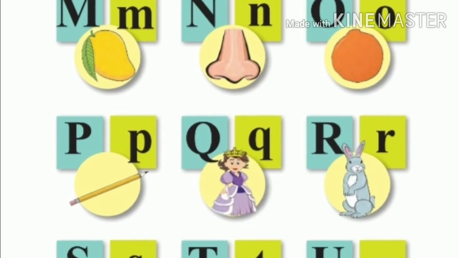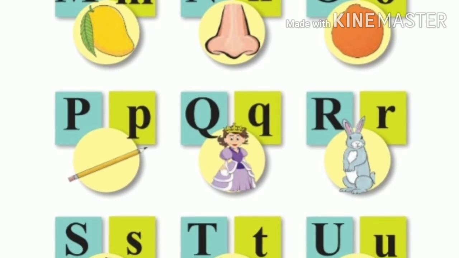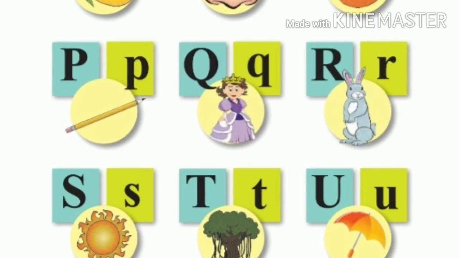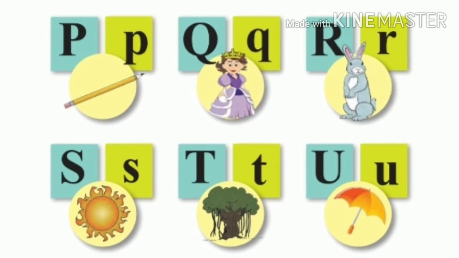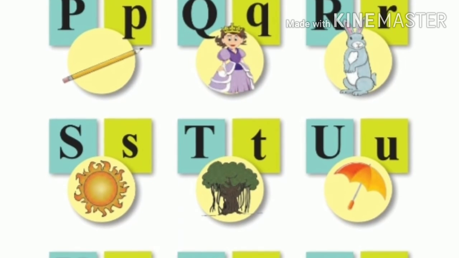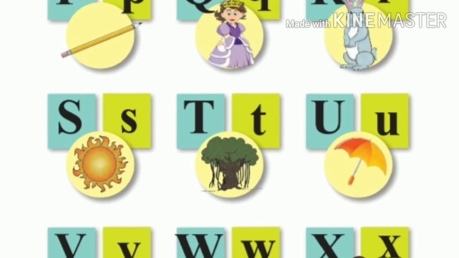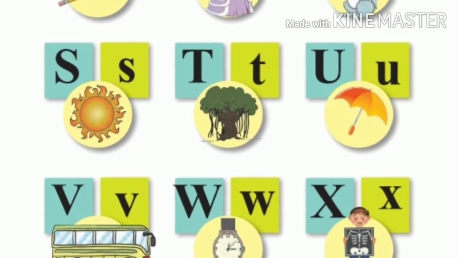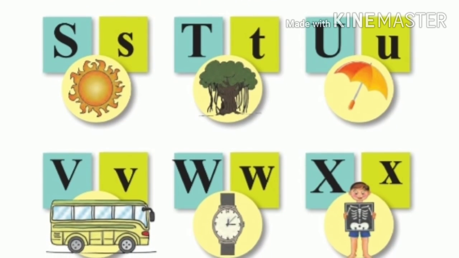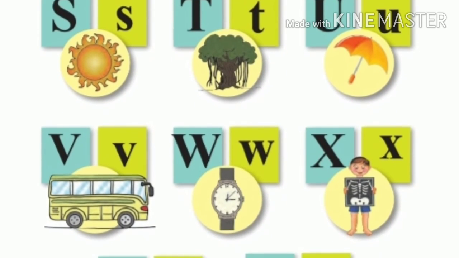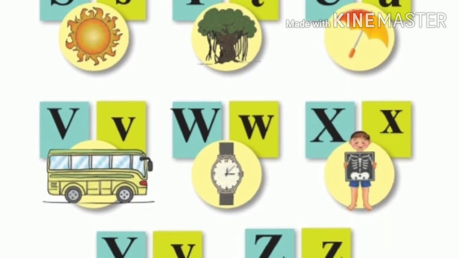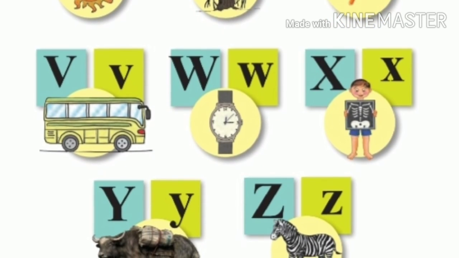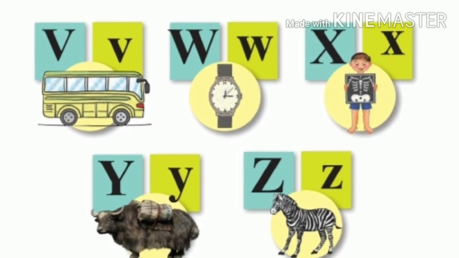M for mango, N for nose, O for orange, P for pencil, Q for queen, R for rabbit, S for sun, T for tree, U for umbrella, V for van, W for watch, X for X-ray, Y for yak, Z for zebra.